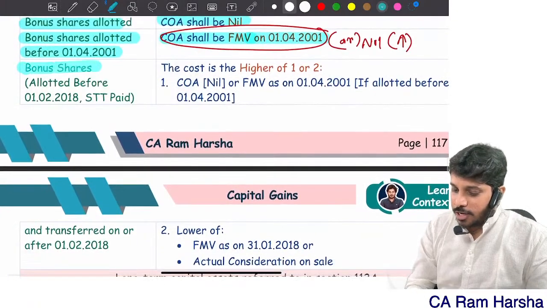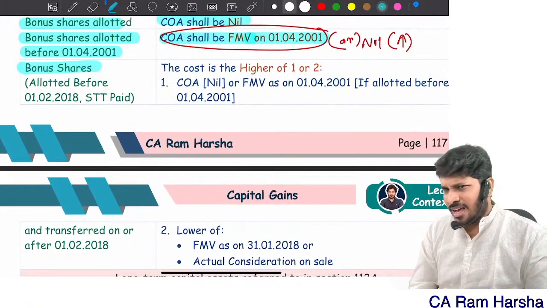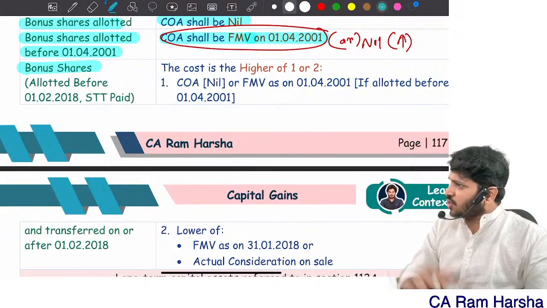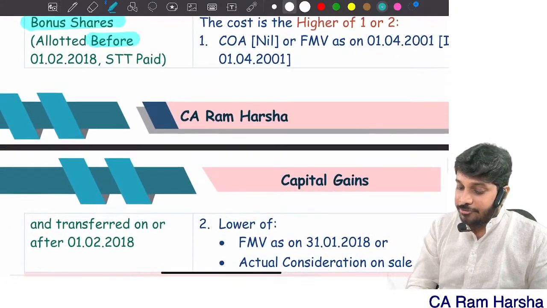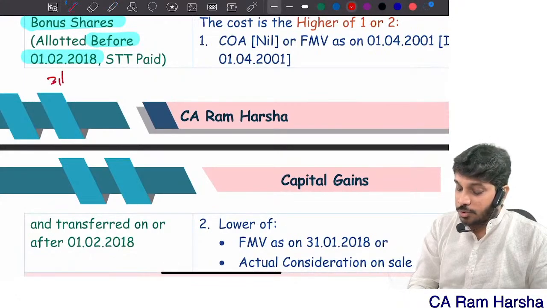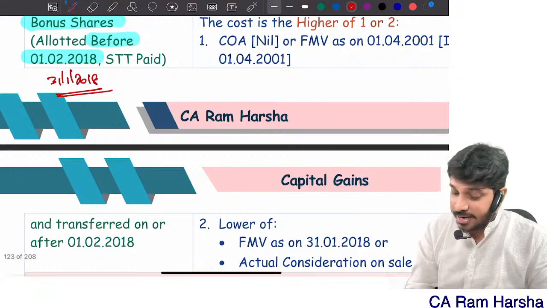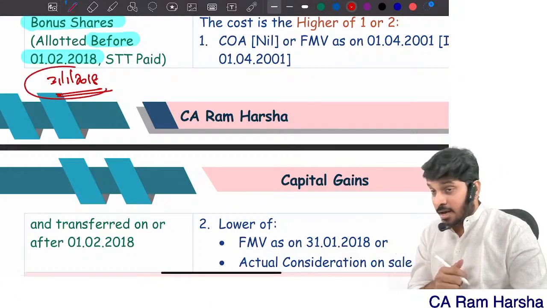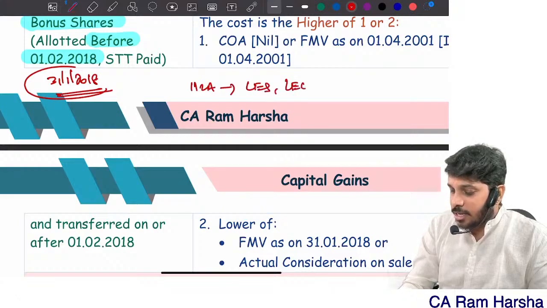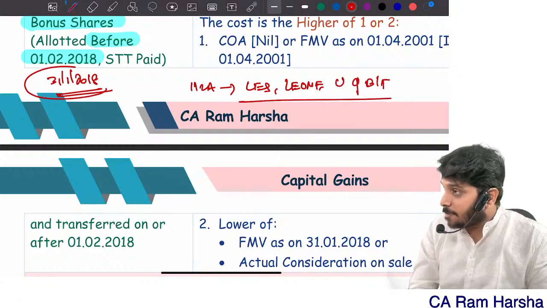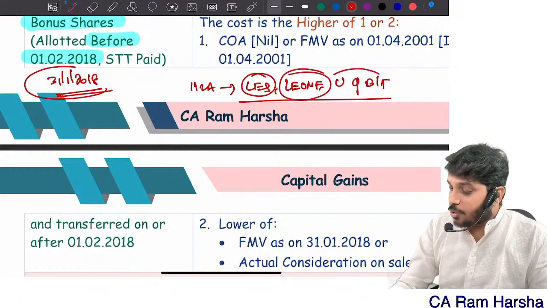Sir, what about the bonus shares cost of acquisition? I already told, the bonus shares cost of acquisition is always 0. However, there is another date which is very important: before 1st February 2018 or 31st January 2018, where a landmark amendment happened. Now you know section 112A, right? In that, what are there? Listed equity shares, listed equity oriented mutual funds, units of business trust, correct?